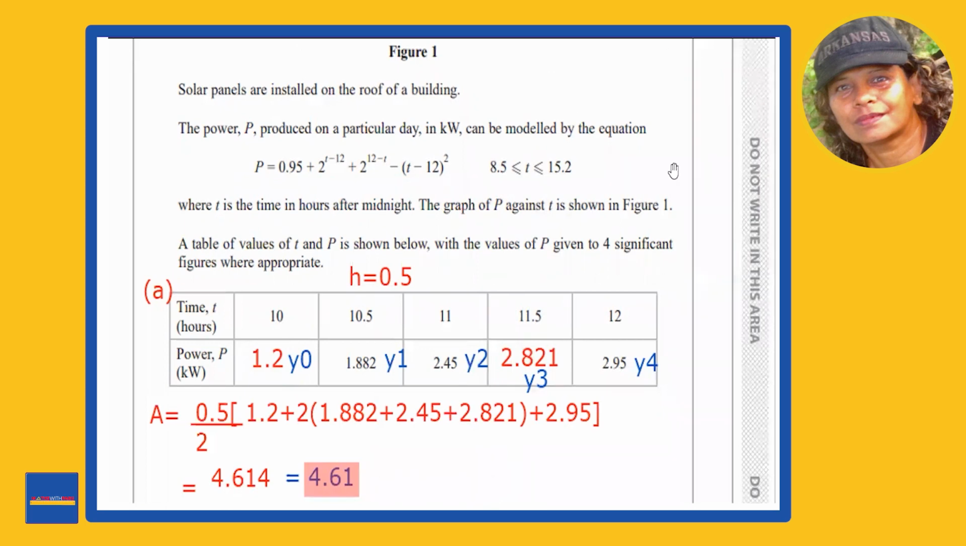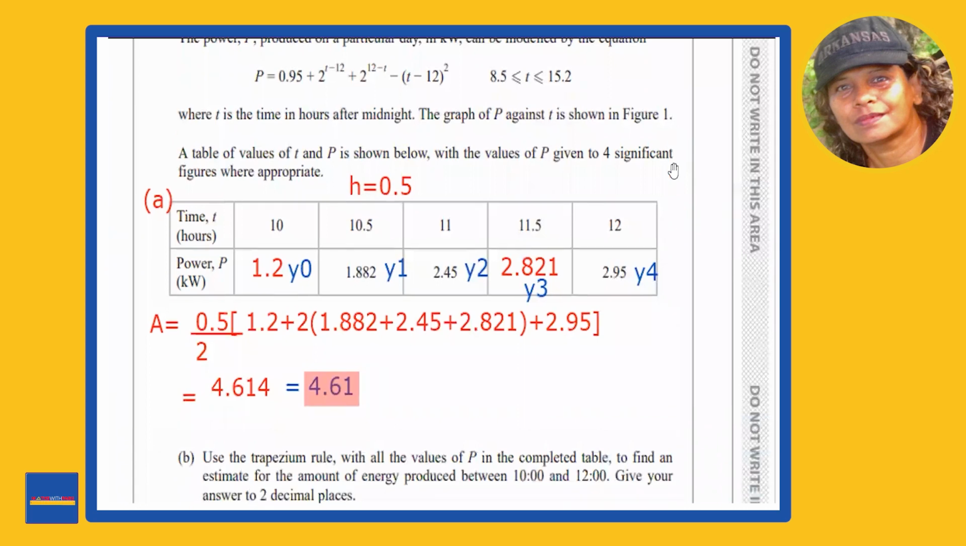Part A is simply substituting the values in the equation for P. Part B is to use the trapezium rule with all the values of P in the completed table, and to find an estimate of the energy produced between 10 and 12. Note this 10 and 12 is similar to these values from 10 to 12. So we are required to simply use the trapezium rule.